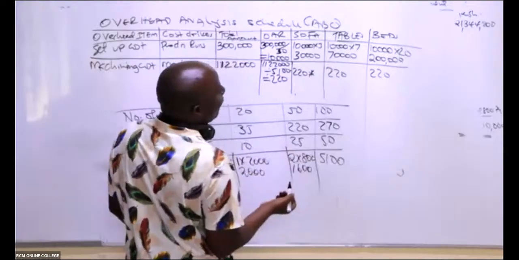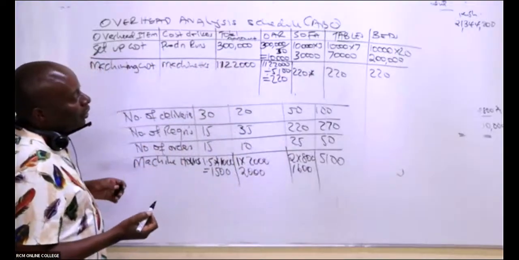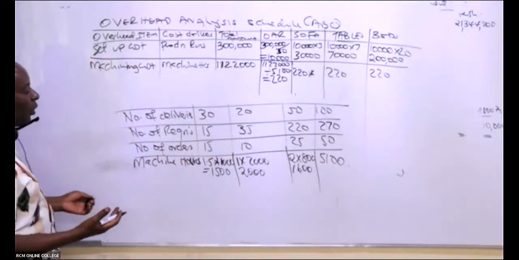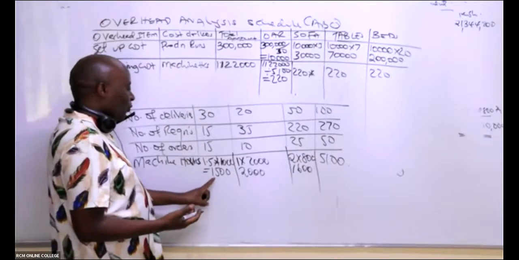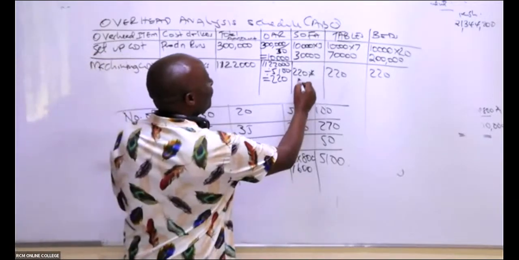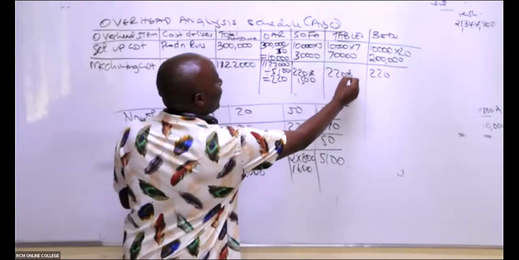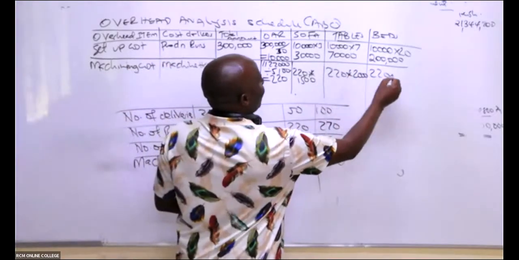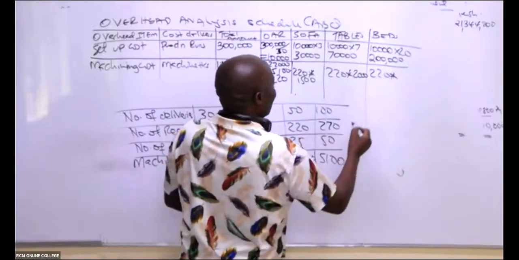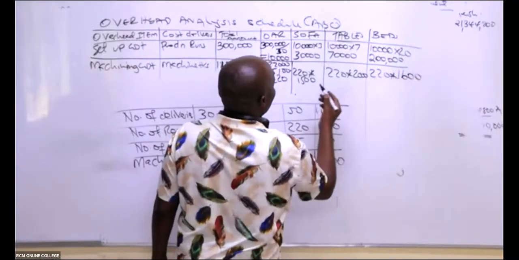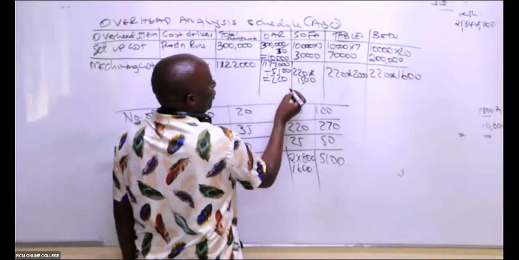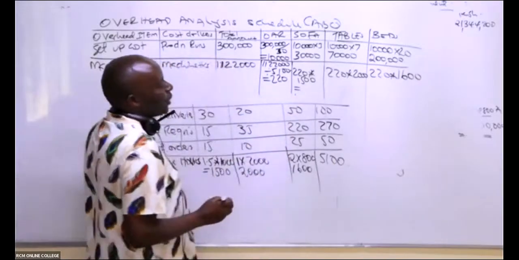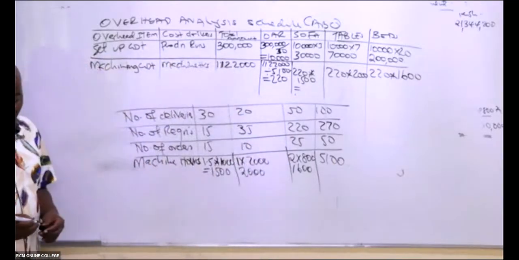So it will be 220 times the machine hours for each product. For the sofa set, the machine hours are 1,500. Times, in this case here, 2,000. Times 1,600. Like that. So are you able to give me these values?